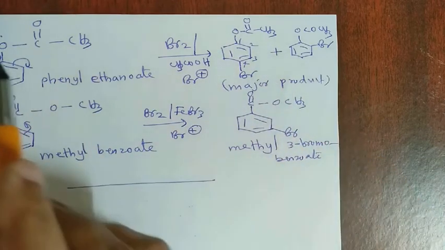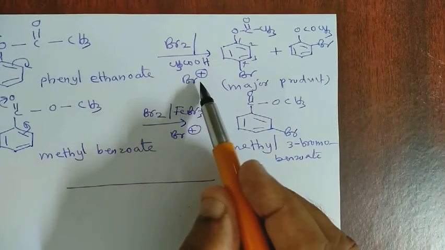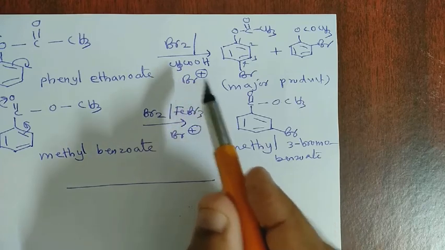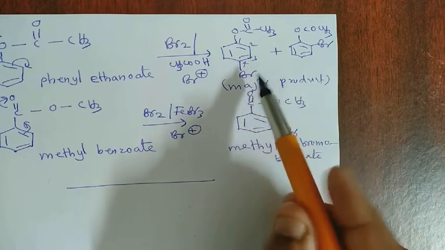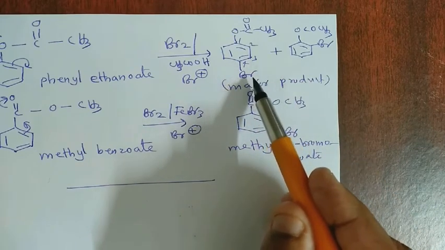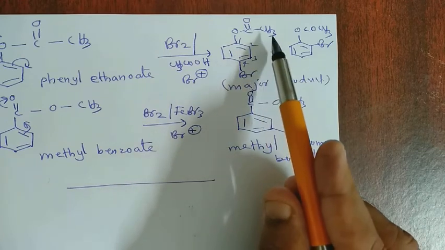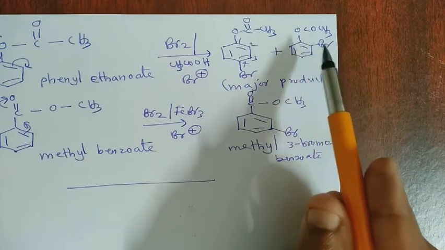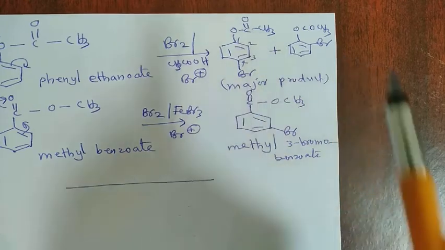Since both the ester group and Br plus are large groups, there will be considerable steric repulsion and hence the major product, around 95% of the product, is para-bromophenyl acetate. A small amount of ortho-bromophenyl acetate or 2-bromophenyl ethanoate is also formed.